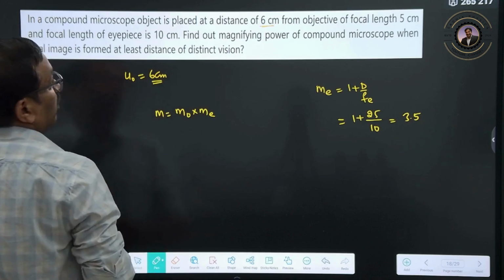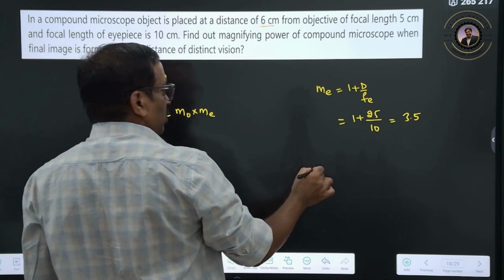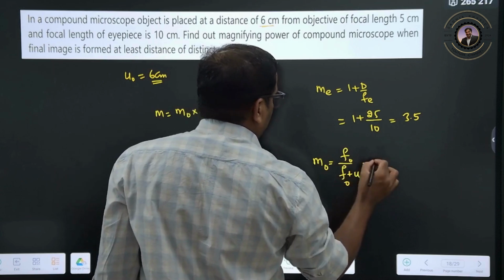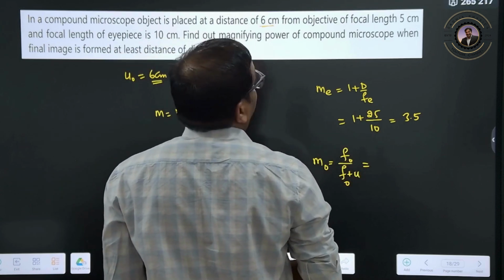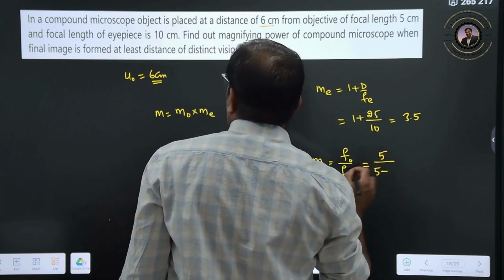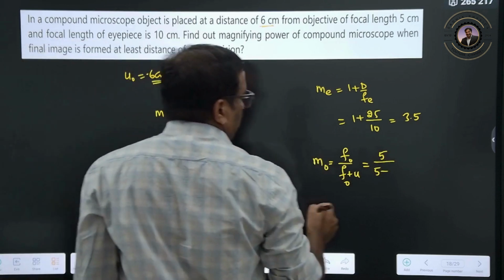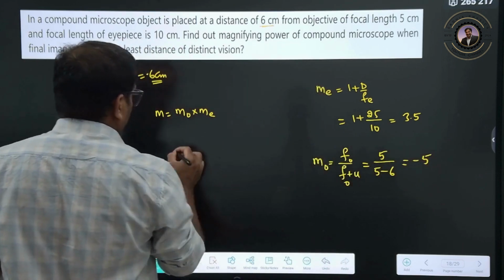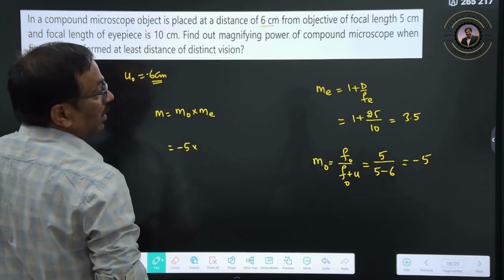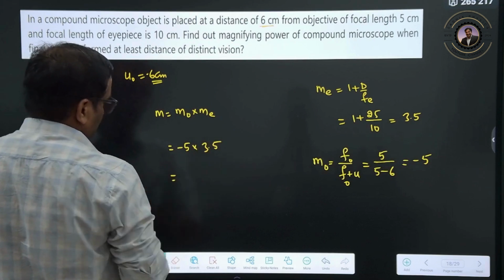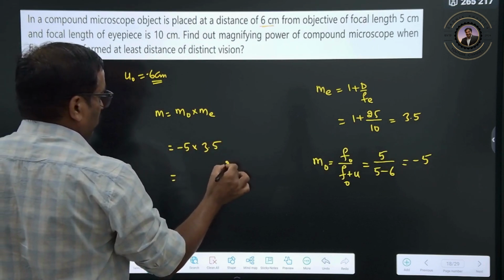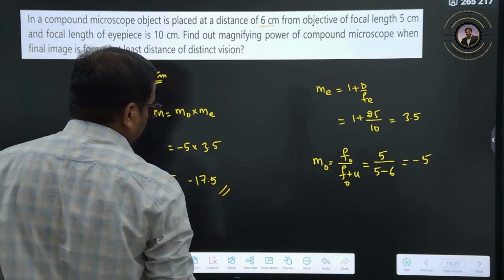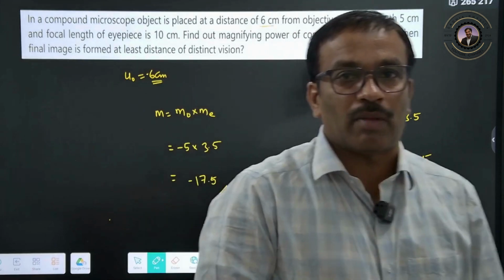Therefore MO, the magnification due to the objective, you can write as F by F plus U, therefore FO and FO. FO is nothing but 5, by 5, and this object distance is minus 6, therefore it will be minus 5. So the magnifying power is nothing but minus 5 into 3.5. So what can you write now? 5 fives are 25, 5 threes are 15, 16, 17, so 17.5 will be the magnifying power. Clear? So in this way you can calculate the problems related to this.